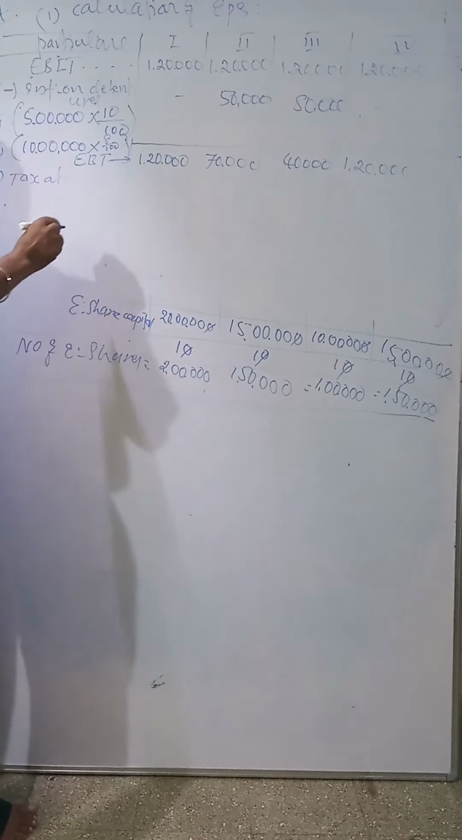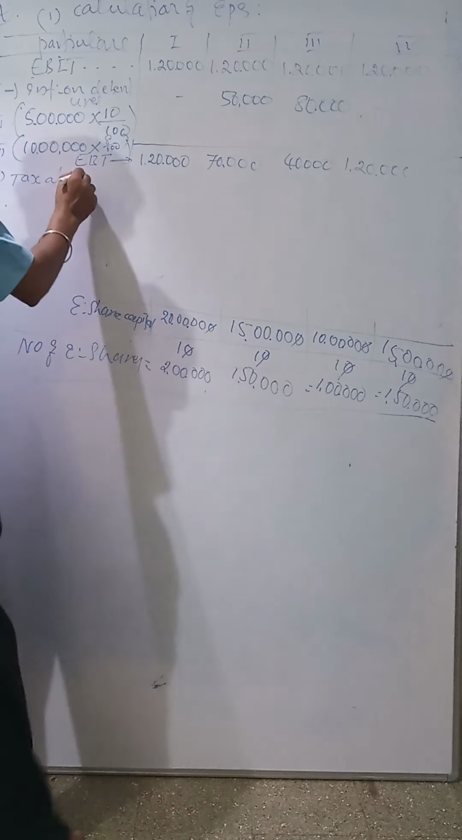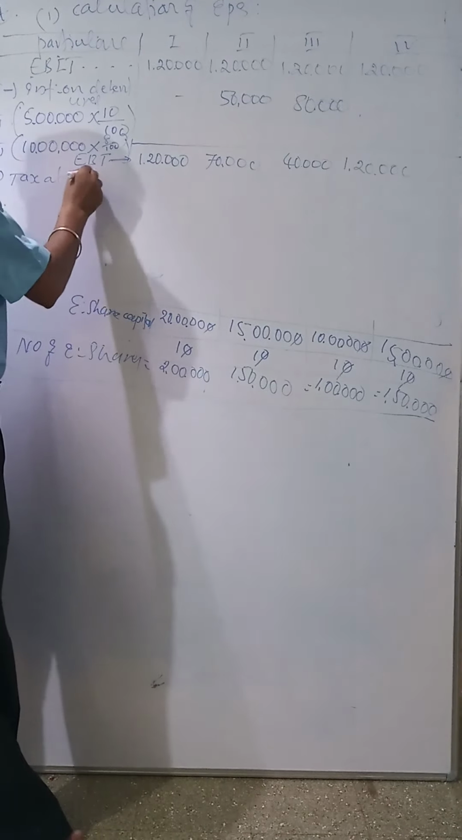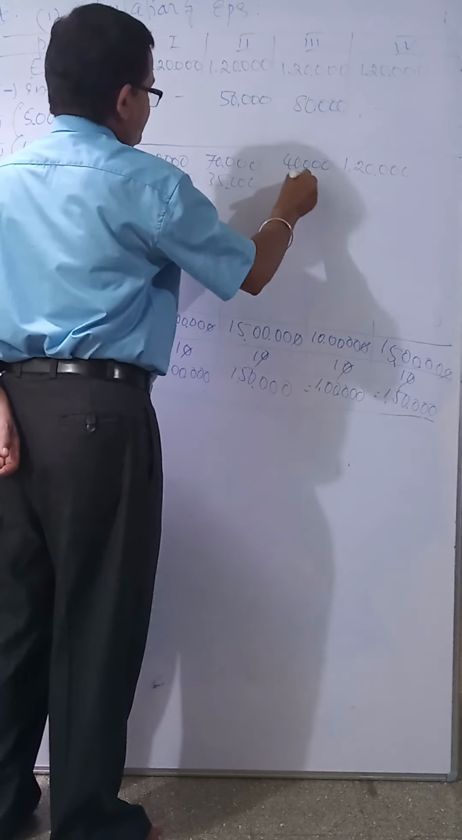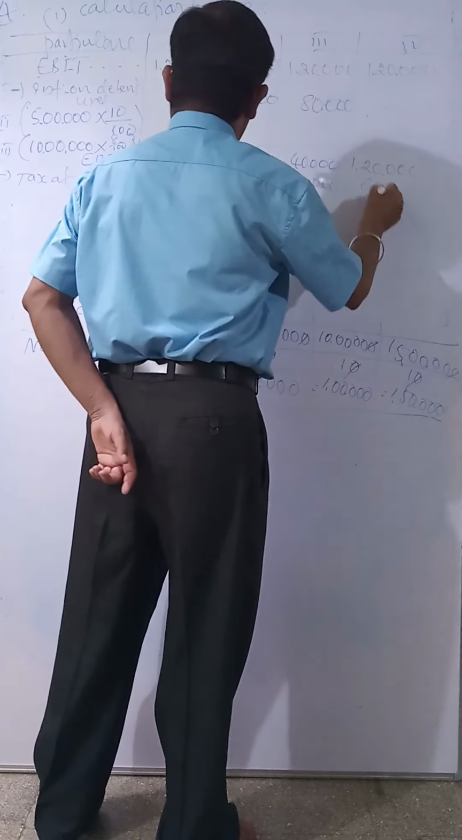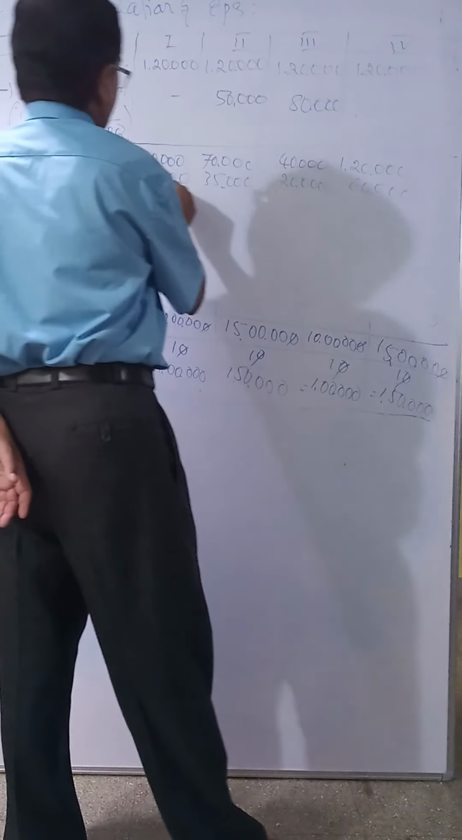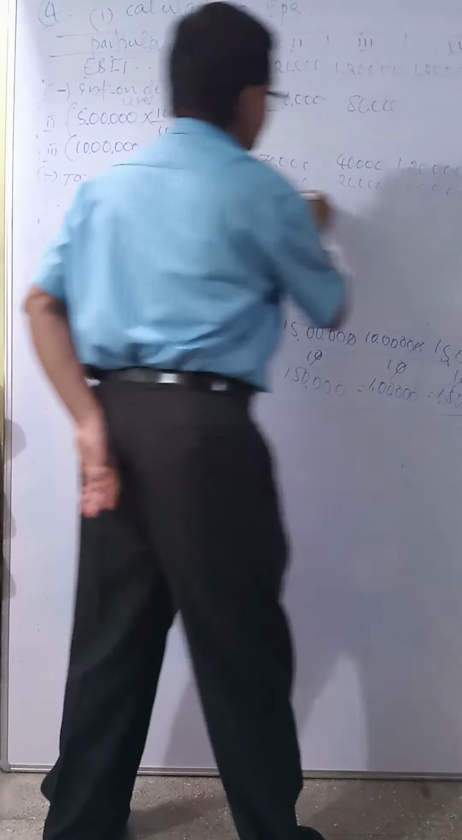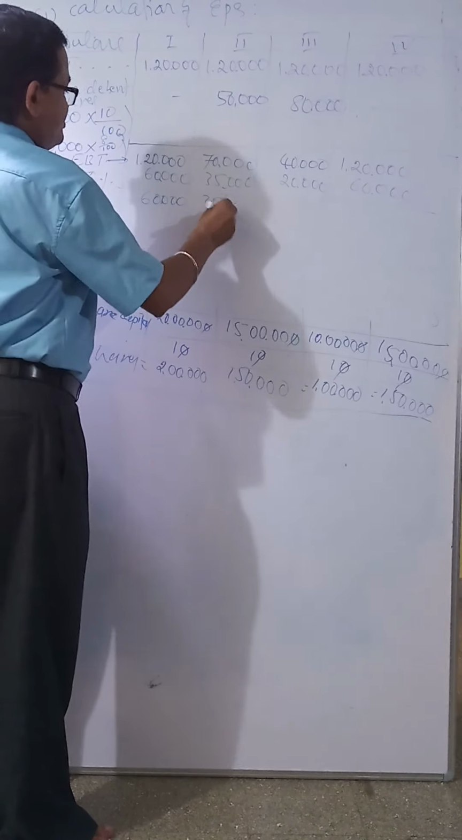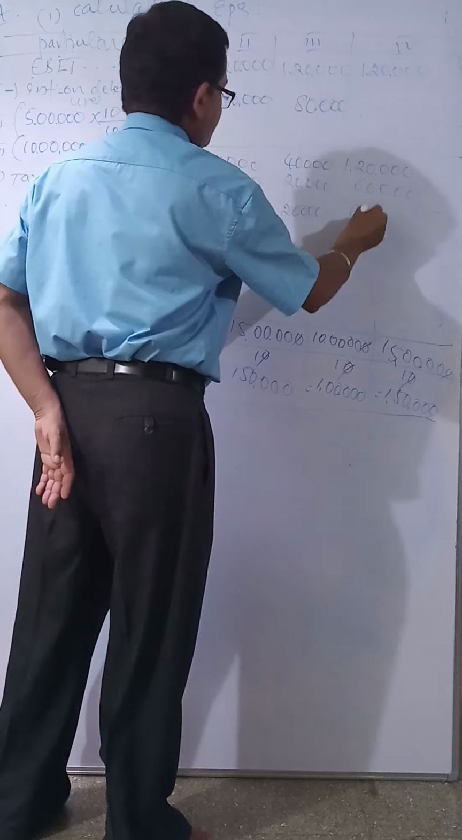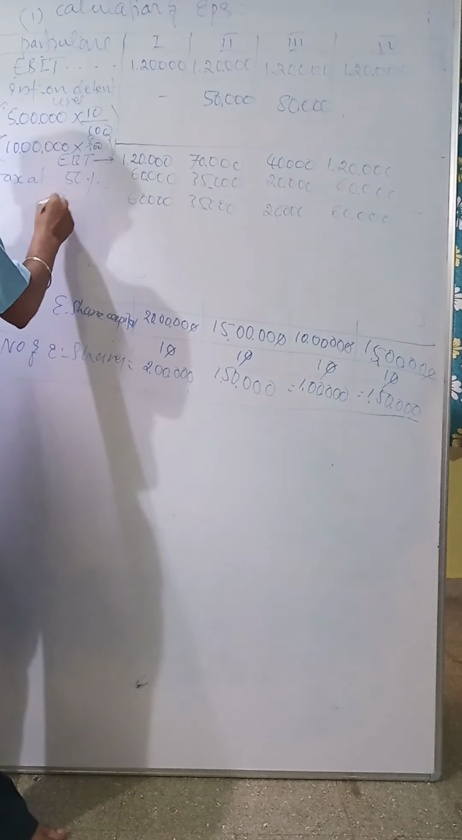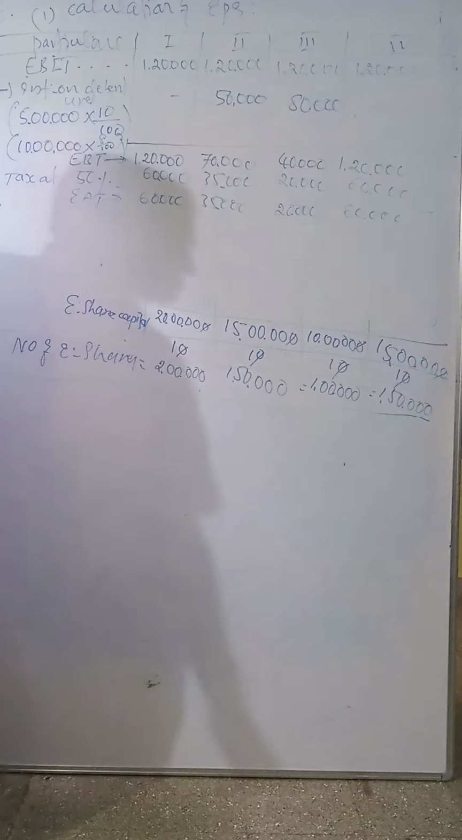Then less tax. Tax at the rate of 50% is given in the question. 50%, half of this, how much? 60,000. Half of this 35,000. Half of this 20,000. Half of this 60,000. You have to deduct. So this one is 60,000, this one is 35,000, this one is 20,000, this one is 60,000. This is called EAT, earning after tax.